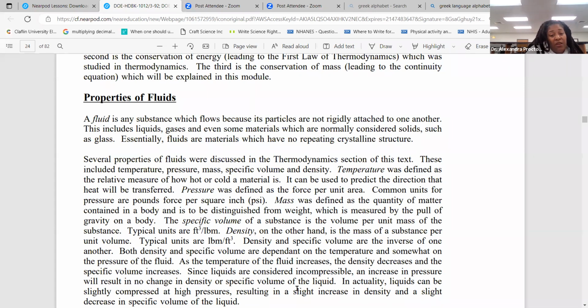Since liquids are considered incompressible, an increase in pressure will result in no change in density or specific volume of the liquid. In actuality, liquids can be slightly compressed at high pressures, resulting in a slight increase in density and a slight decrease in the specific volume.